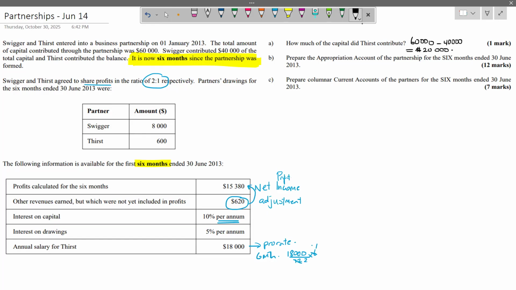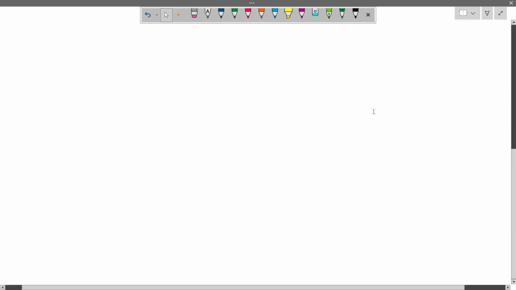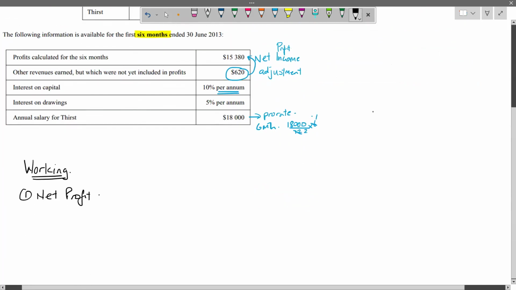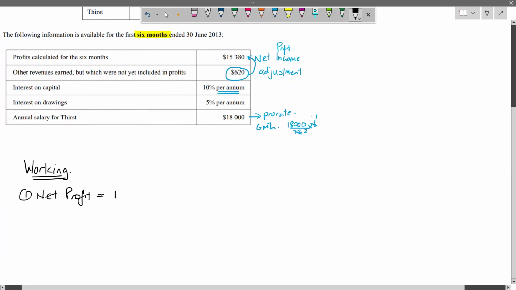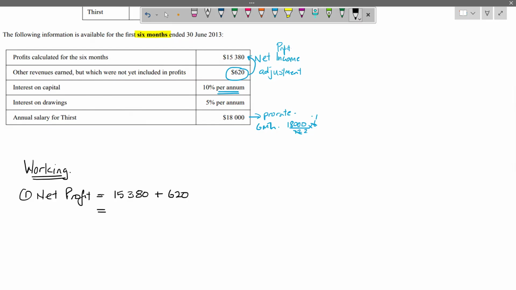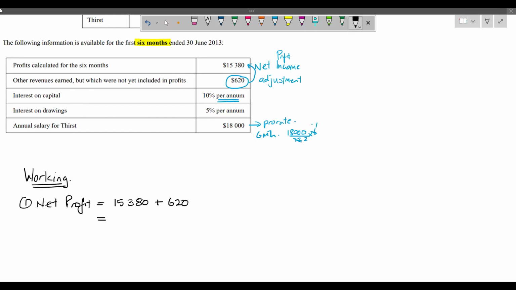Now, prepare the appropriation account for the 6 months period. Before we get into just starting to write up the appropriation account, let us make sure that we know what all our figures are. So first one is the net profit. And we saw that there was a little adjustment for us to make with the net profit. 15,380, and we need to add the additional revenue. So net profit would have been 15,380 plus 620. That's the other revenue that we had to add. So 15,380 plus 620, 16,000.